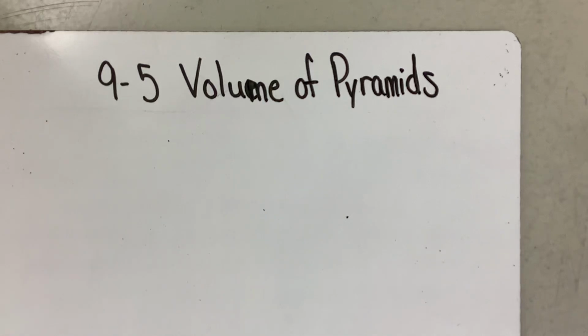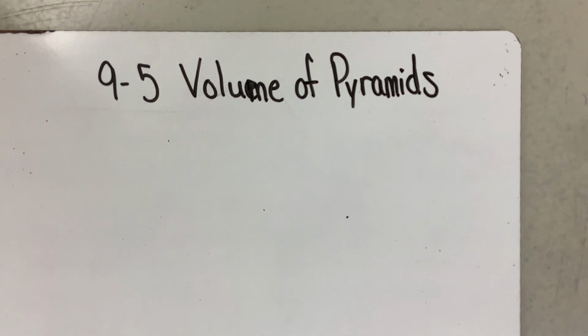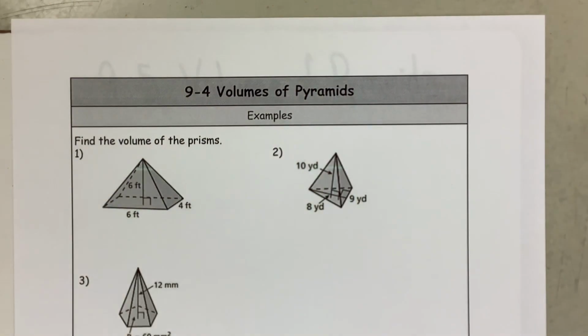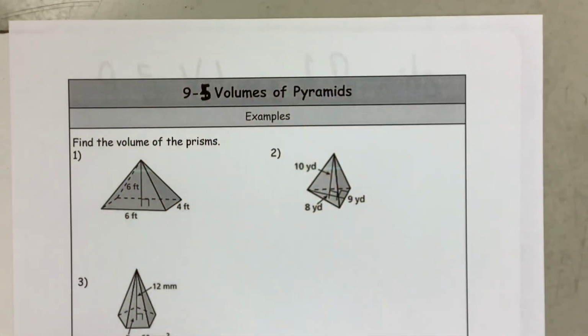And our last topic is volume of pyramids. This is section 9.5, okay? And this is something new. This is not covered in a 6th grade standard, so we're gonna cover it today for our standard. I'm going to be using this worksheet. You do need to change this 4 to a 5 if you're using these notes. If you're writing in your notebook, no big deal, okay?